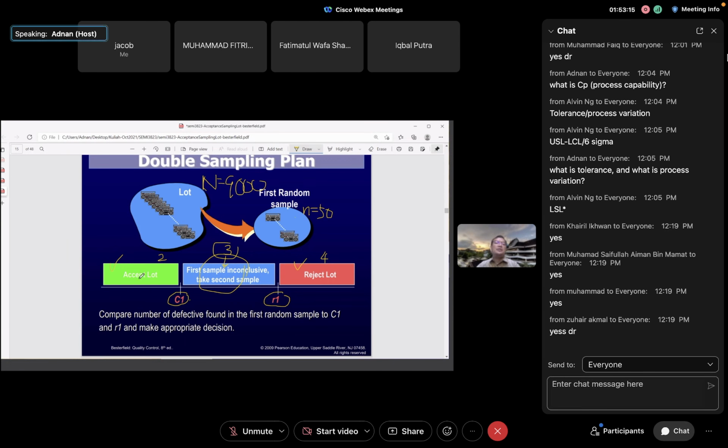Of course, we cannot expect 0 to accept, because we know that no process is perfect. So somehow we can tolerate passing some defects to the customer, but we cover it through warranty. I hope you get some understanding. When we go to the second sample, a decision must be made, either to accept or reject. No more inconclusive when you go to second sampling.